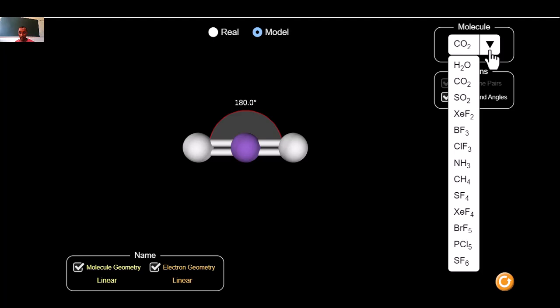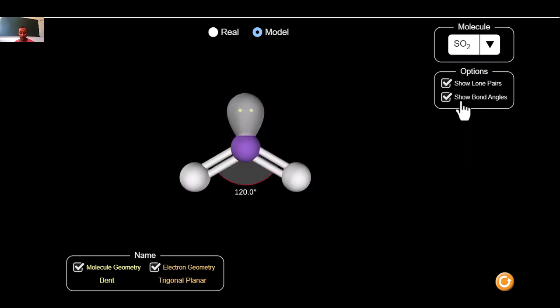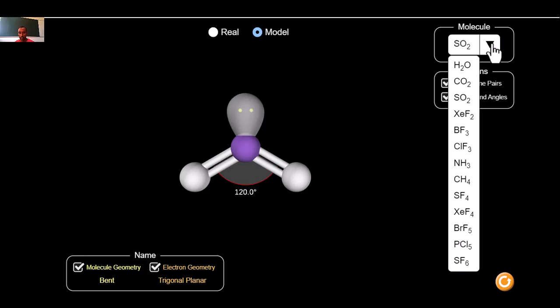And another example is sulfur dioxide. The molecular geometry and electron pair geometry are different because the number of electron groups that surround the central atom and the number of atoms that surround the central atom are different. Here we have 2 atoms that surround the central atom, and we have 1, 2, 3 electron groups that surround the central atom. So there are different numbers. And another is this one.